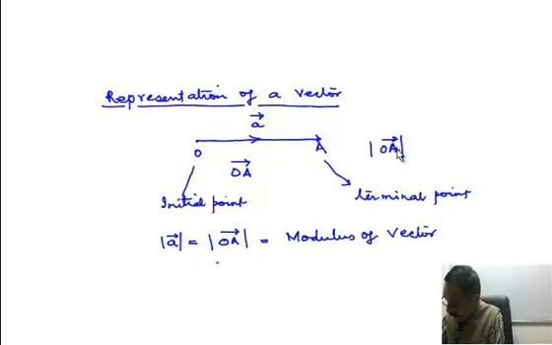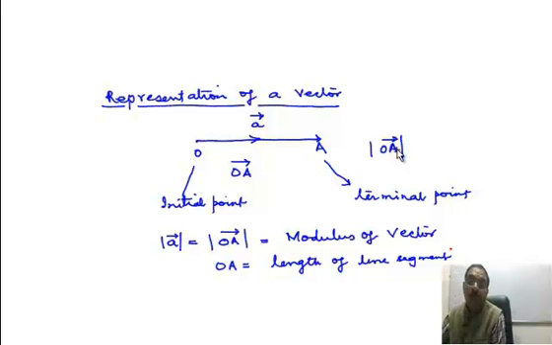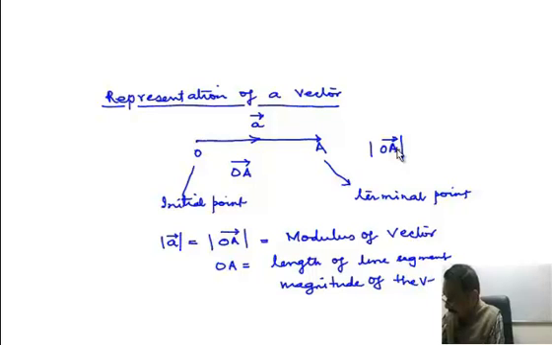This OA, which is the length of the vector or length of the line segment, is the magnitude of the vector. This is also the magnitude of the vector. This is how a vector is represented.